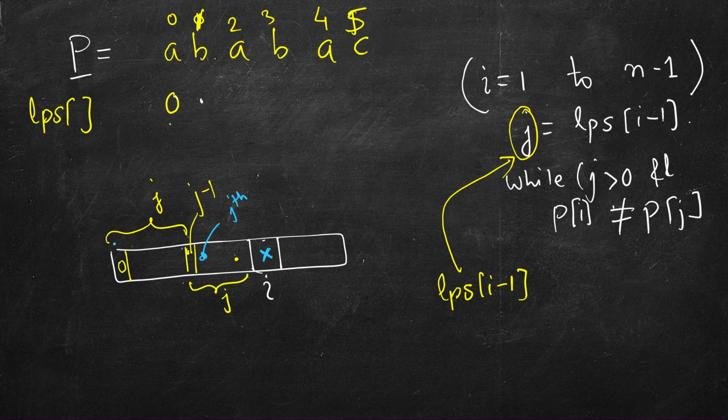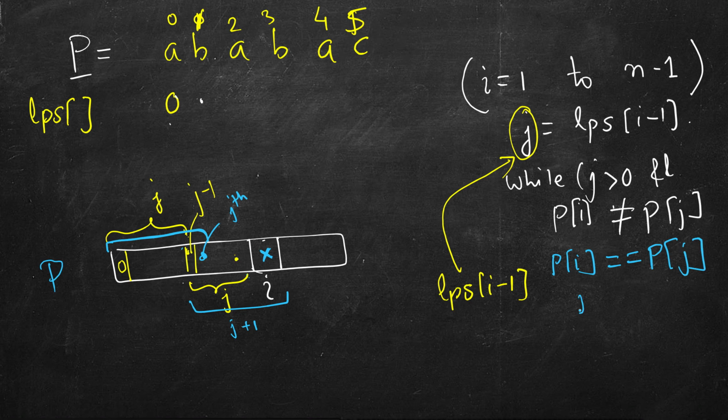Then this complete thing from here till here will become same as this part. So this length will be j plus 1, and this length will be j plus 1. So this is the easier case. If Pi is same as Pj, then LPS I equals j plus 1. This is the simpler case.